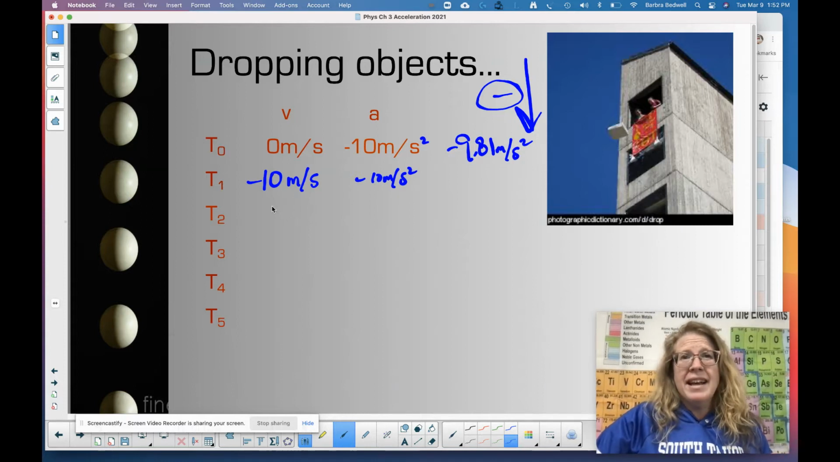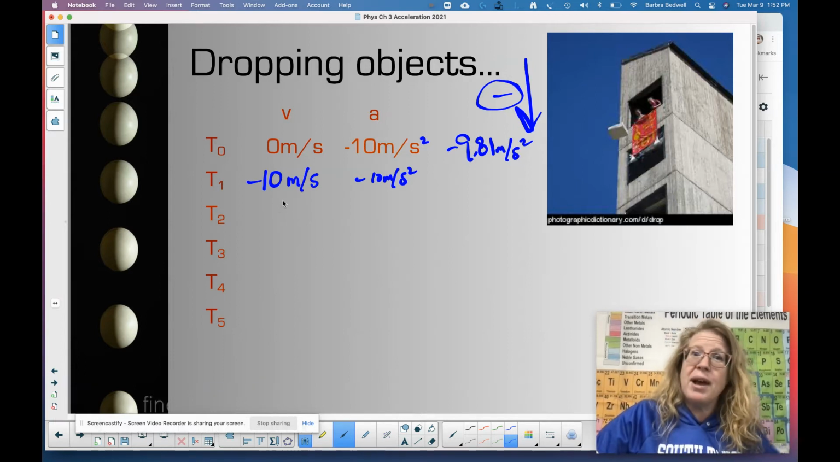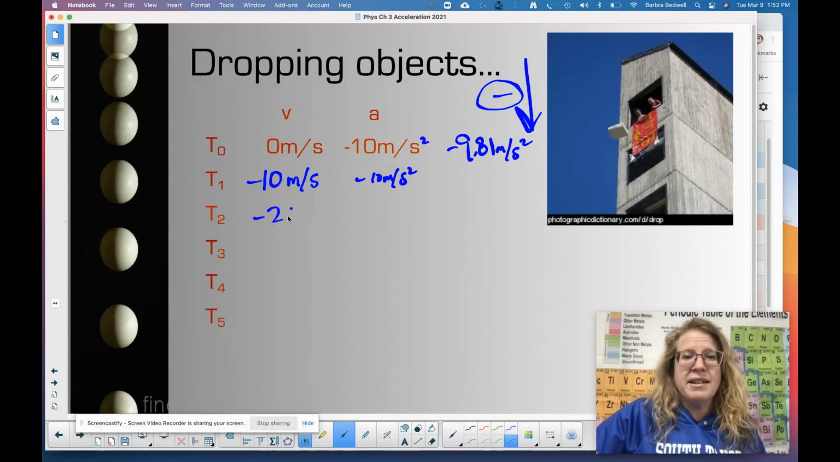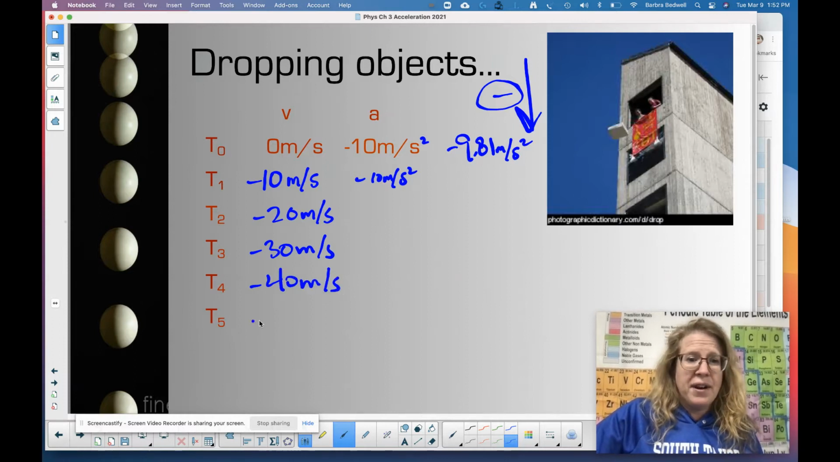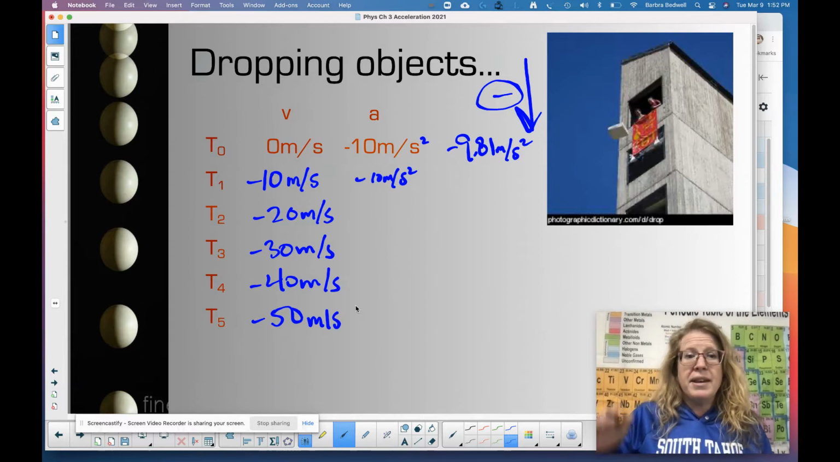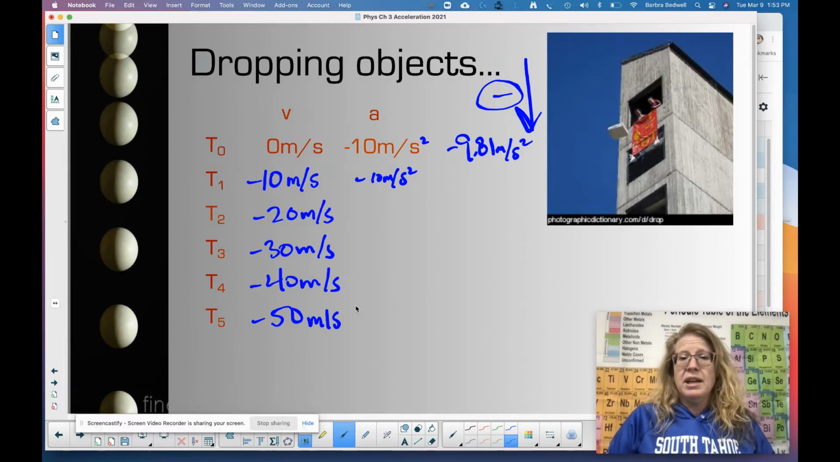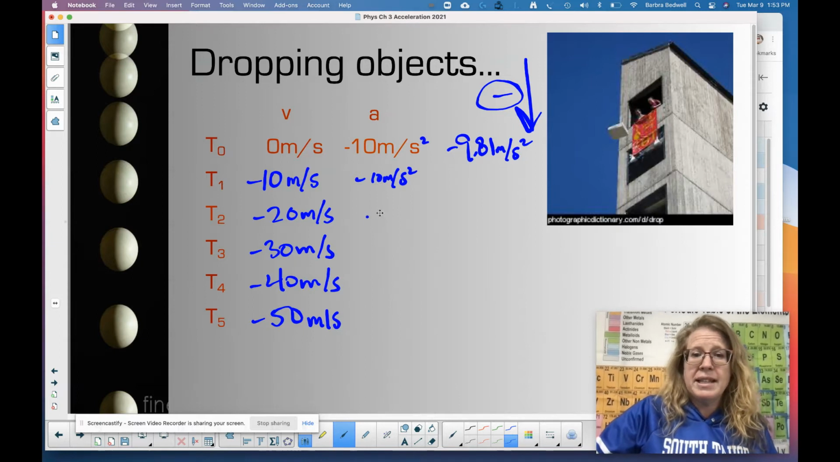Now it's going to increase by another 10 meters per second. Every second that it falls, it increases its speed by 10 meters per second. So after 2 seconds, it's going 20 meters per second. After 3 seconds, it's going 30 meters per second. After 4 seconds, 40 meters per second. And after 5 seconds, it's going 50 meters per second. Again, the negative sign just means it's going downwards if we define that as the negative direction. But its acceleration is constant.